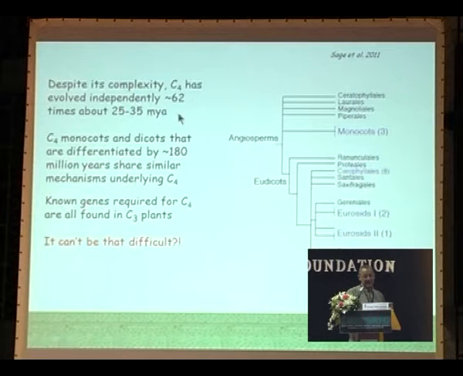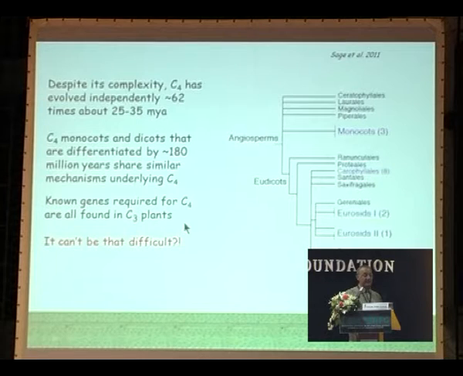Another interesting fact is that C4 evolved relatively recently, over the last 35 million years, but it's done that independently 62 times in very many diverse species. C4 monocots, on the other hand, and dicots are differentiated by about 180 million years ago, and yet both dicots and monocots have evolved C4 photosynthesis, and they all have evolved it via the same underlying mechanism, which is really interesting. There's only one solution to the problem, and that's happened many, many times.